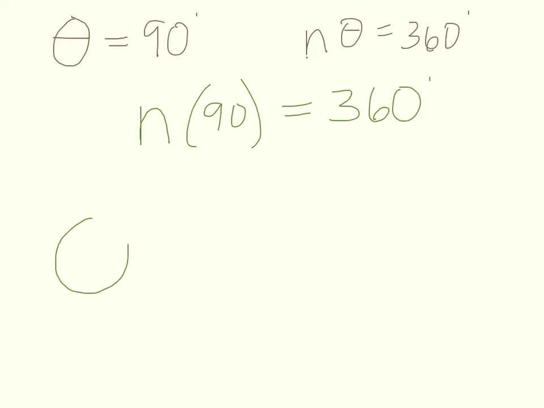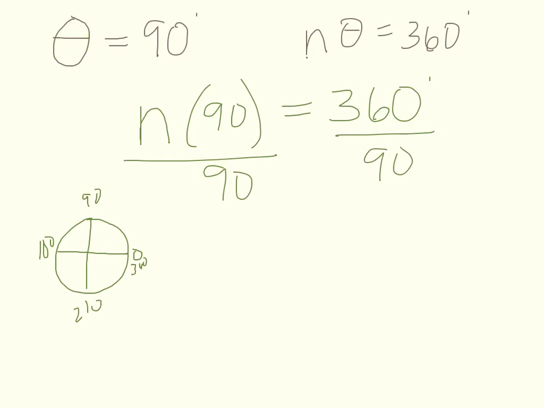Now you could grab out a calculator if you want, but how many times does 90 degrees go into 360? If you're looking at a circle, and you have 0, 90, 180, 270, 360, how many times does 90 degrees go into 360? Well, you should be able to see that. And we're going to go ahead and divide by 90 on both sides. And so we get 4.